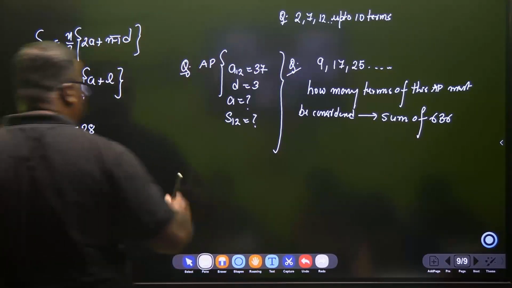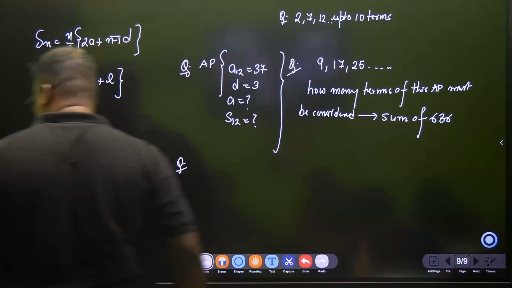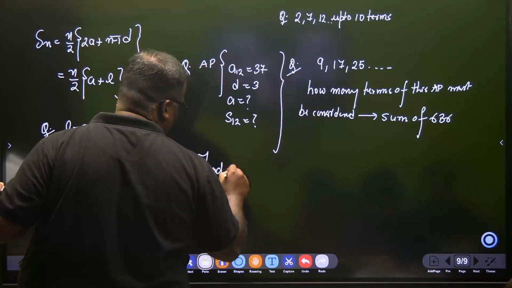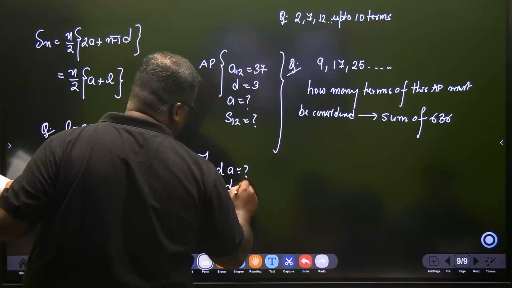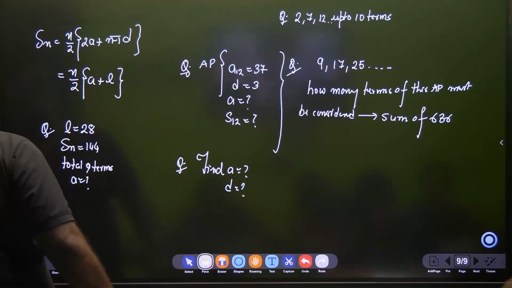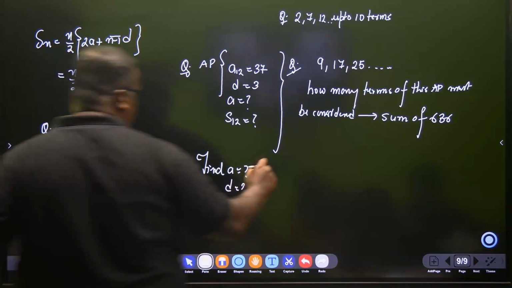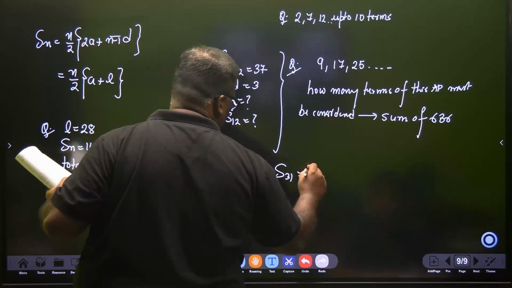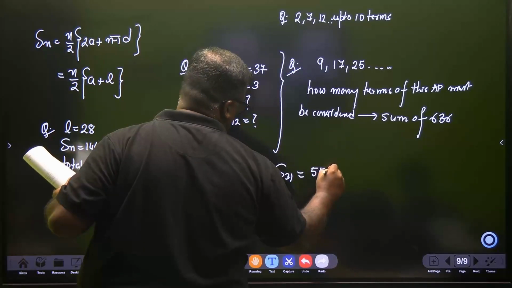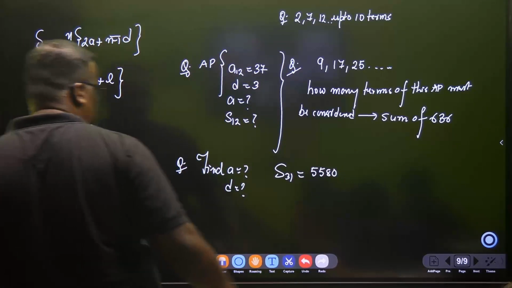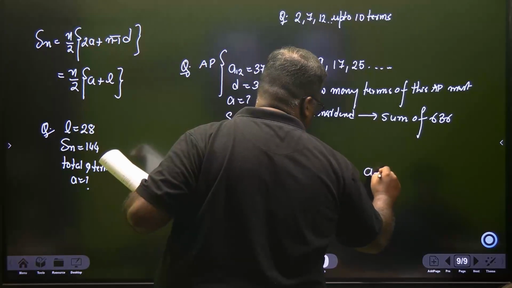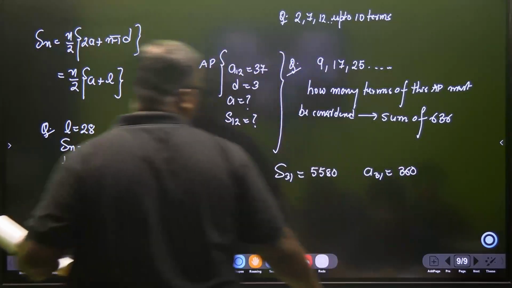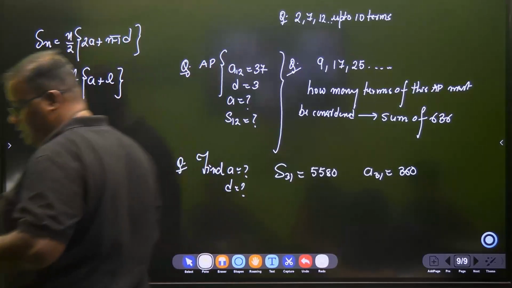Okay, there we go. All right, Spider-Man is causing a lot of problems. Find A, find D, the Daily Bugle. For the arithmetic sequence, where S31 is 5580, don't you give me those numbers there. And A31 is equal to 360. Find A and D.